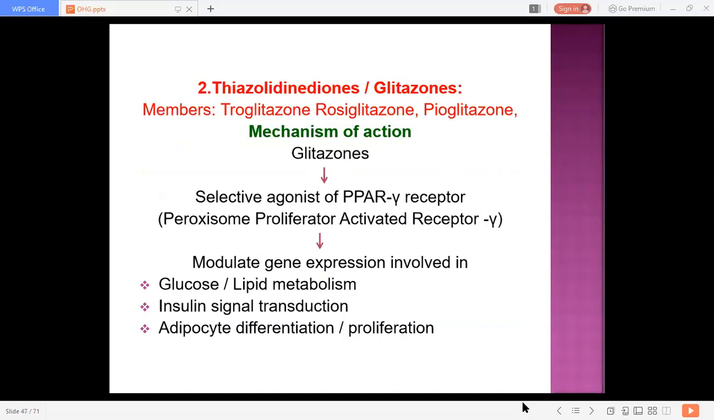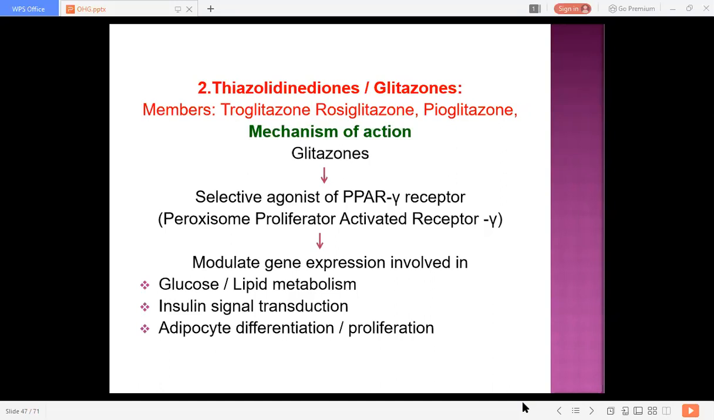Coming to thiazolidinediones, glitazones. I already told you, don't confuse with oxazolidinedione, that is linezolid, that is an antibiotic. Here this thiazolidinedione is anti-diabetic. All glitazones come under these thiazolidinediones: troglitazone, rosiglitazone, pioglitazone.